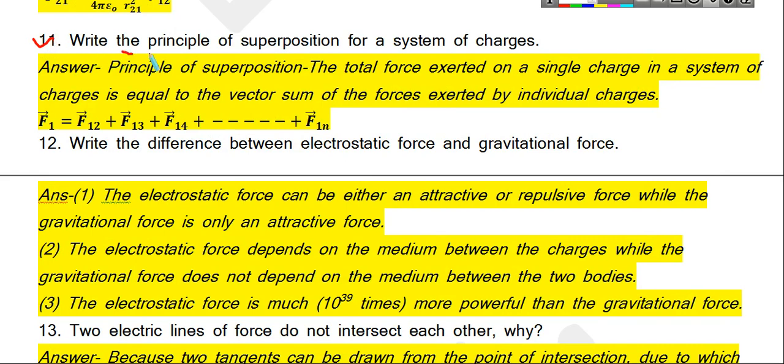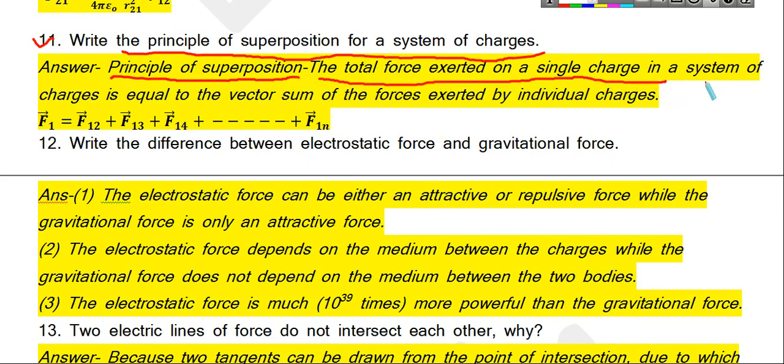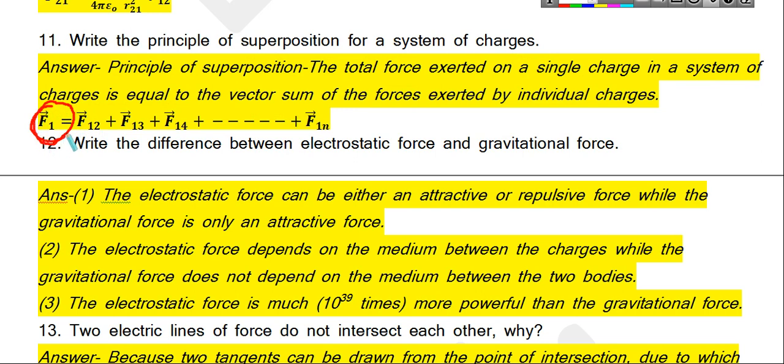Question number 11. Write the principle of superposition for a system of charges. Principle of superposition: the total force exerted on a single charge in a system of charges is equal to the vector sum of the forces exerted by the individual charges. And this is the formula. So this is the force exerted on a charge, equal to the forces acting with each charge individually, as a vector sum. This is the principle of superposition.